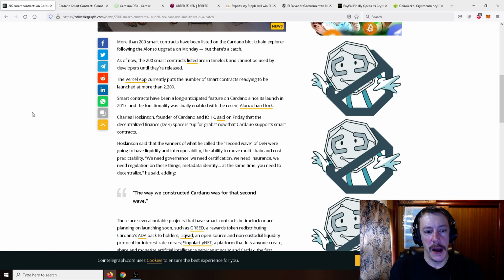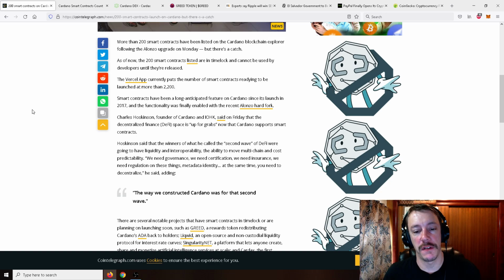Charles Hoskinson, founder of Cardano, said on Friday that the decentralized finance space is up for grabs now that Cardano supports smart contracts. Hoskinson said that the winners of what he called the second wave of DeFi were going to have liquidity and interoperability, the ability to move multi-chain, and cost predictability.